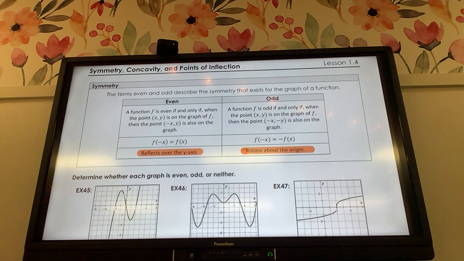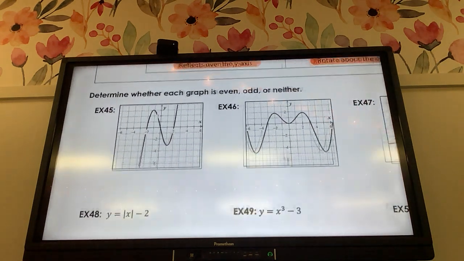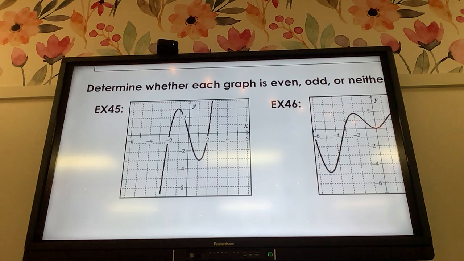All right, so before I get into all this other stuff, let's just look at these graphs right here. I'll come back and talk about the other stuff in a second. We're just determining if the graph is even, odd, or neither. So for example 45, can you fold this in half and have it reflect over the y-axis? No, it doesn't reflect over the y-axis. Can you rotate it about the origin? Yes. Now rotating is a little bit harder to see visually.